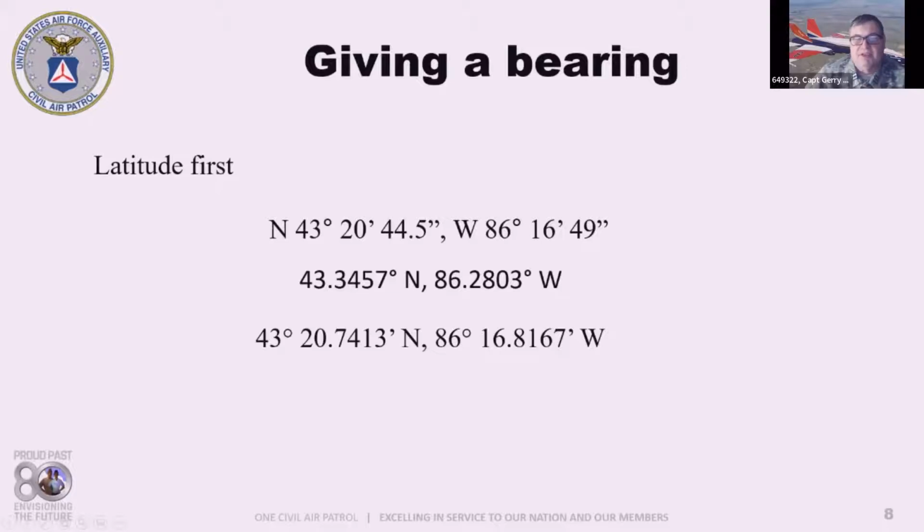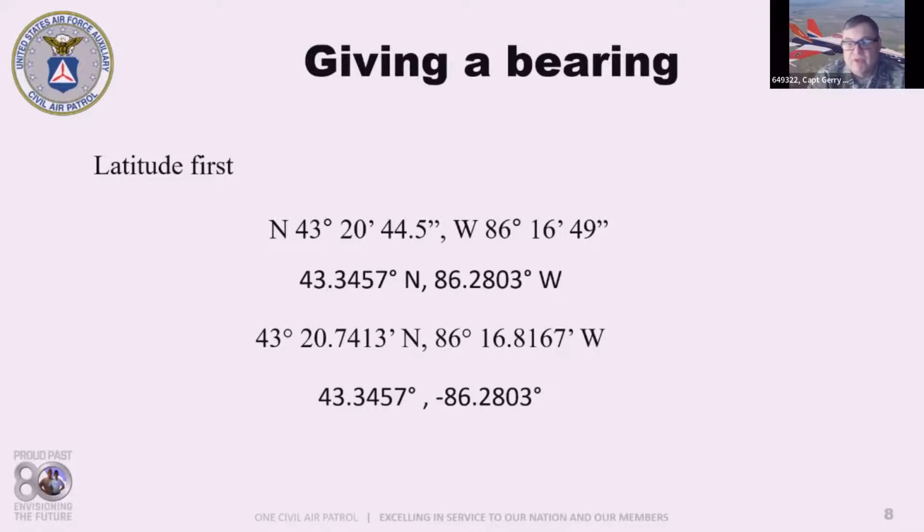To enter or search a geocoded map, which doesn't recognize north, south, east, west coordinates, we express a negative when we are west or when we are south. So in this case, our coordinate would look like this: 43.3457, comma, negative 86.2803 degrees.